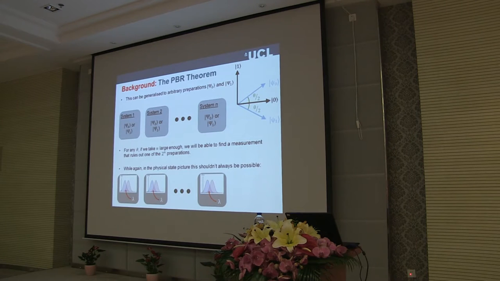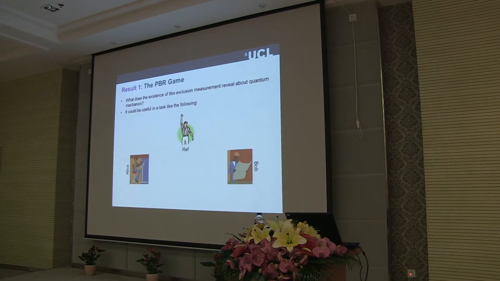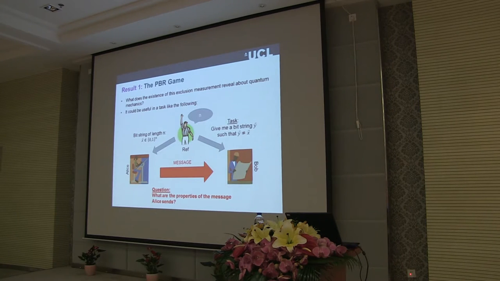Now this is again the same situation where you can have a common lambda and so on. So we convert this into the following game. The game is as follows. The referee gives an n-bit string x to Alice. And then the referee tells Bob: give me a string y which is not equal to x. It's not surprising; this game comes up naturally from the previous class.